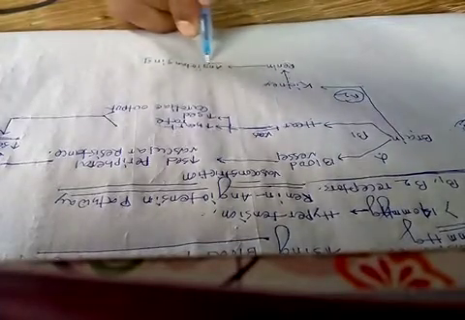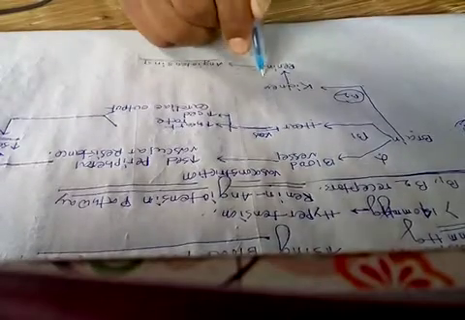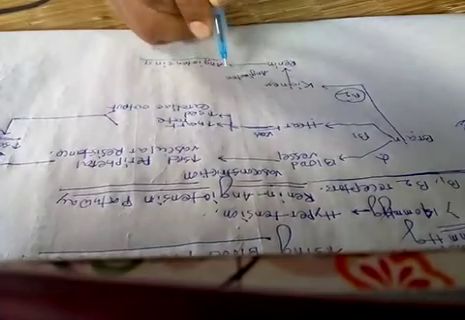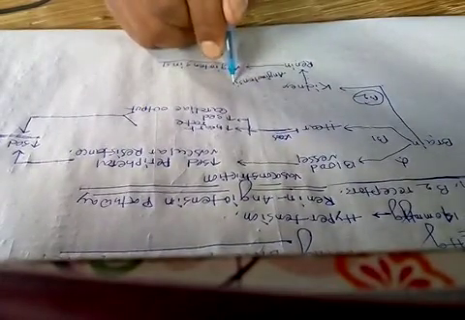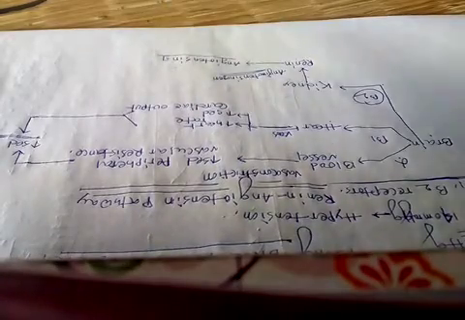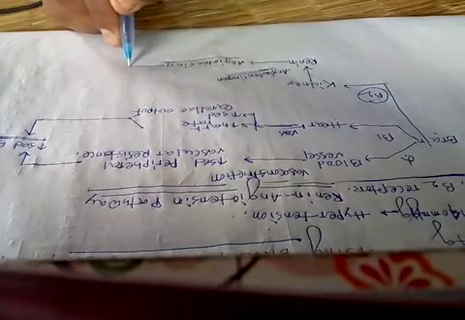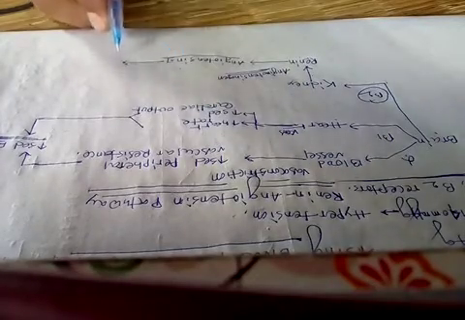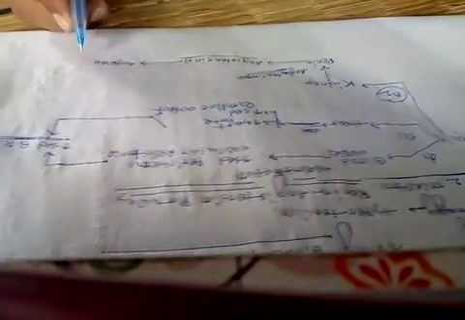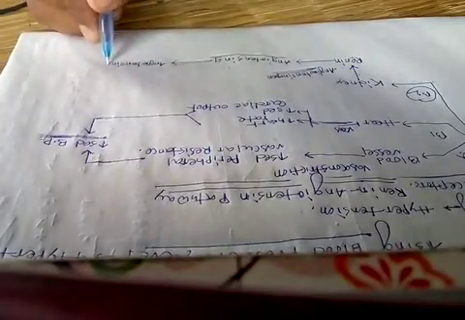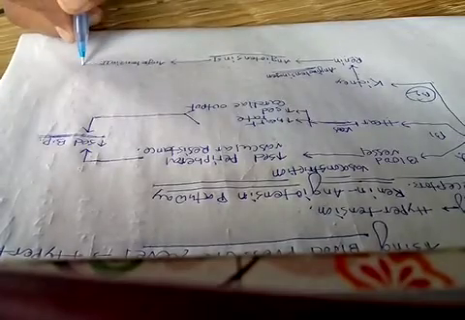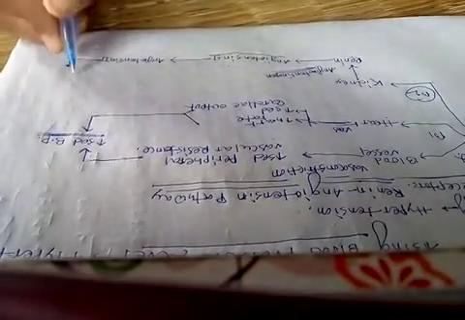So renin is releasing angiotensin 1 with the help of the angiotensinogen enzyme. Okay, so again we can see the angiotensin 1 is converted to angiotensin 2. Okay, so that angiotensin 2 again is releasing the angiotensin 2 receptor.